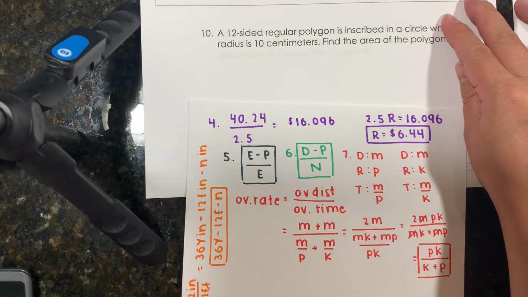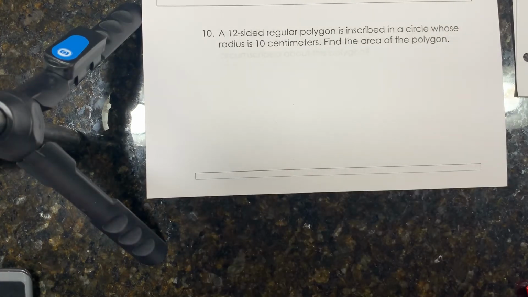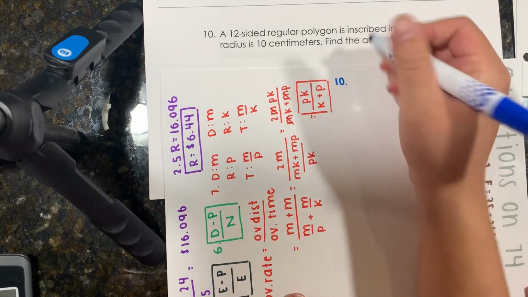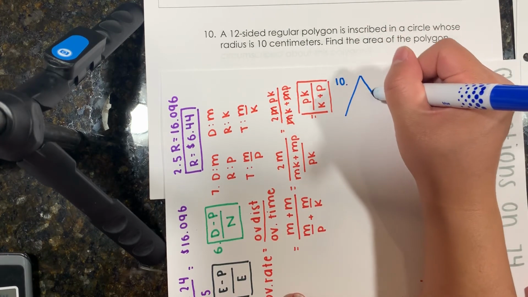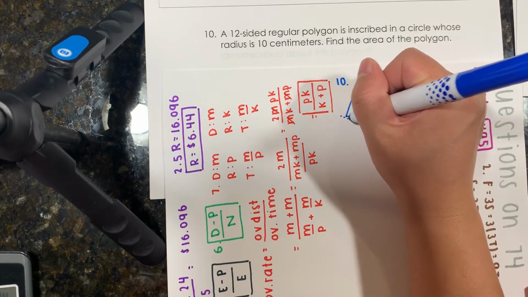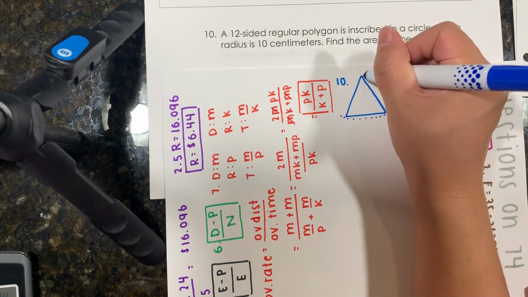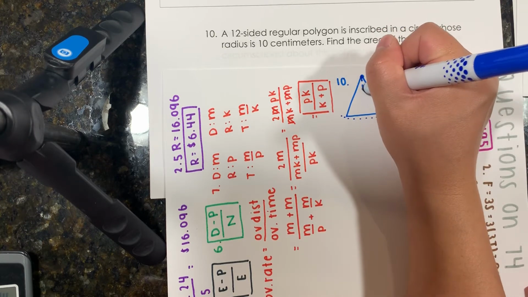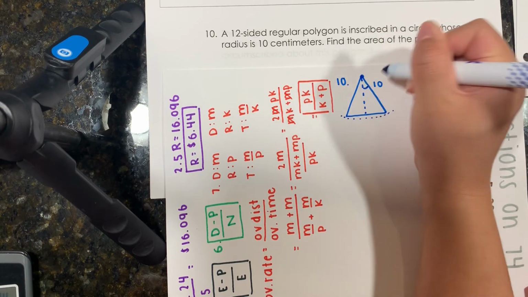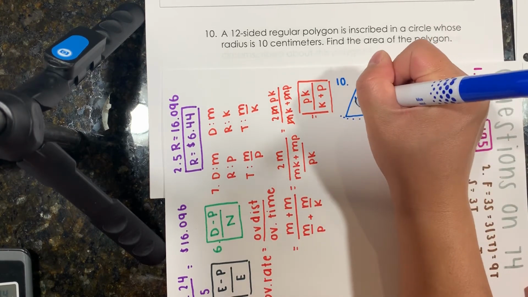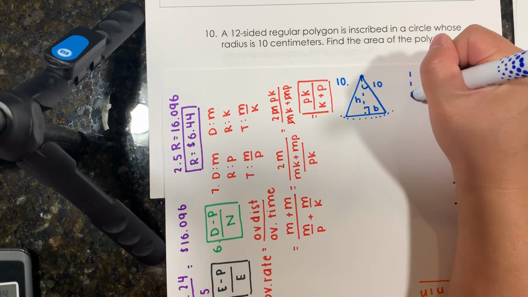Now looking at number 10, we have a 12-sided regular polygon inscribed in a circle whose radius is 10. Find the area of the polygon. So for number 10, what I'm going to do first is draw one of the isosceles triangles that would end up inside. When the circle is drawn on the outside, the radius would be the slant, which is 10. And what I'm trying to do is find the area of just one of the triangles. So this would be my base. This is my height. So I need to solve for the angle.